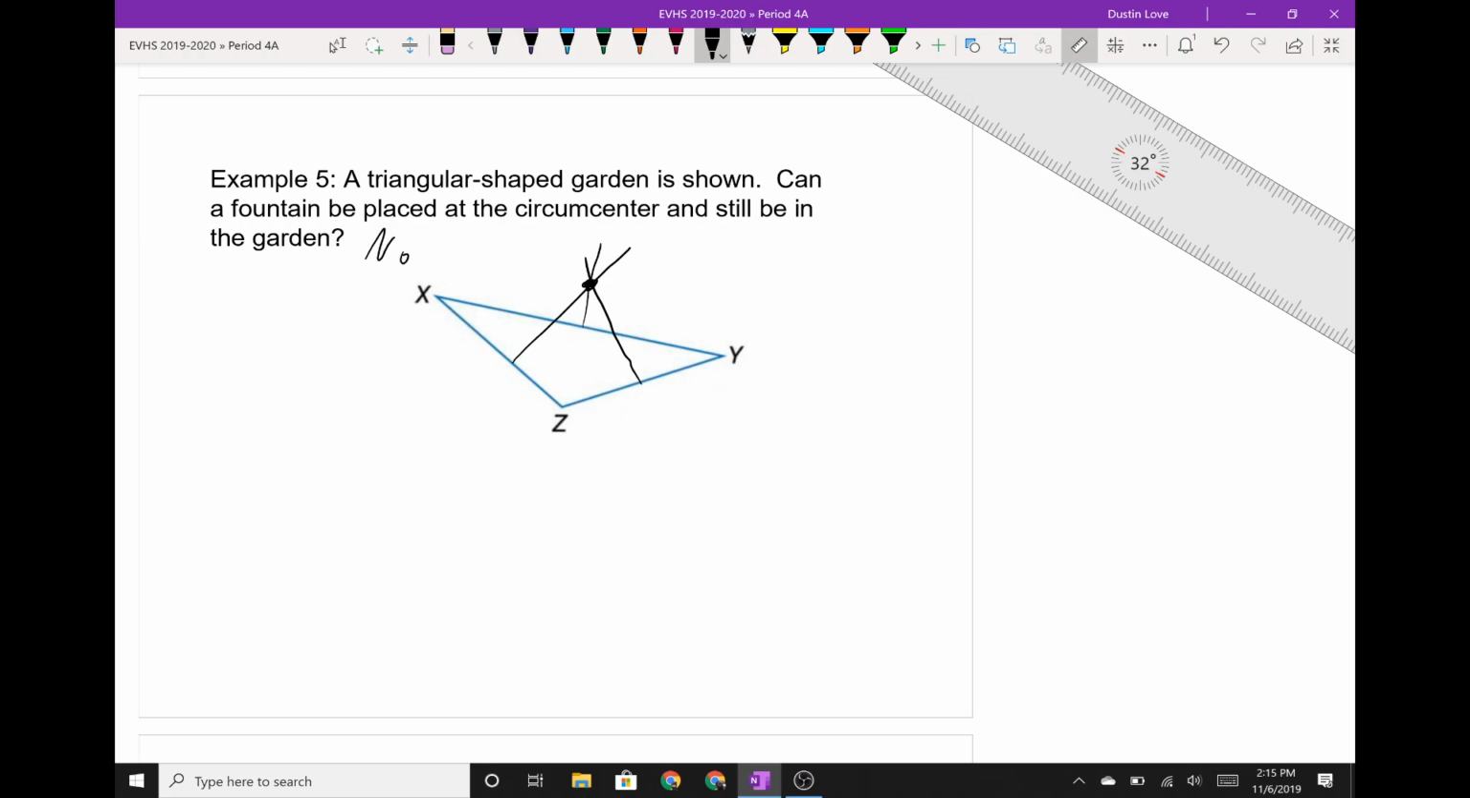And what's the only time that the circumcenter is inside the triangle? In an acute triangle. Where is it in a right triangle? On the hypotenuse.